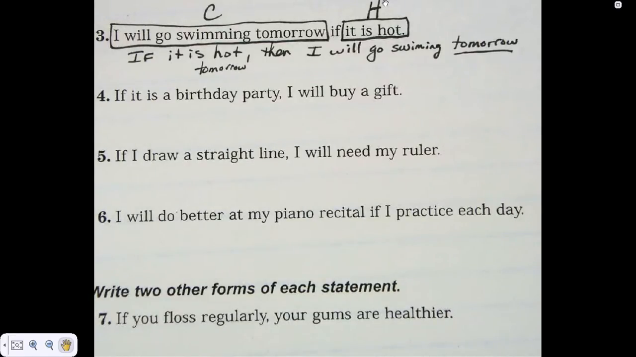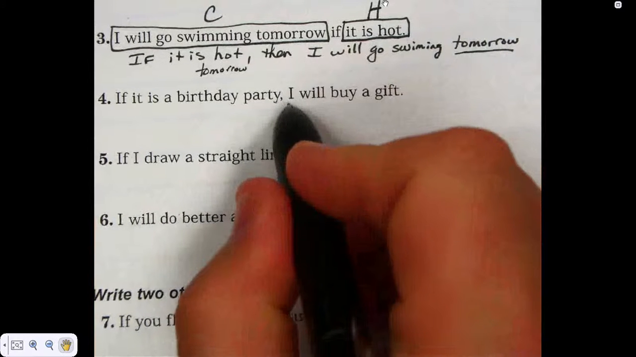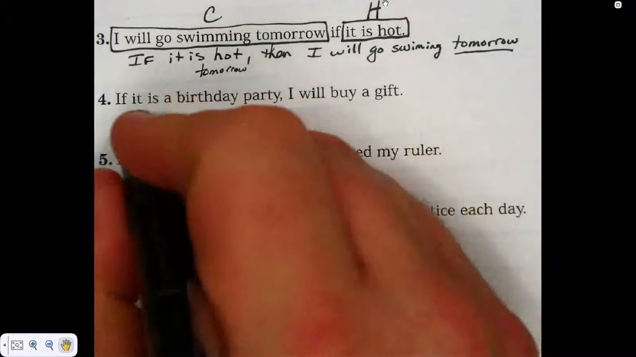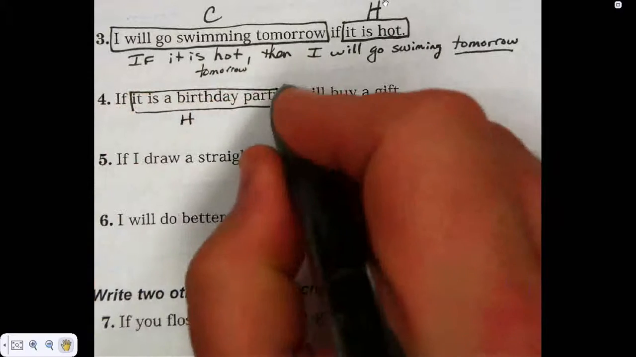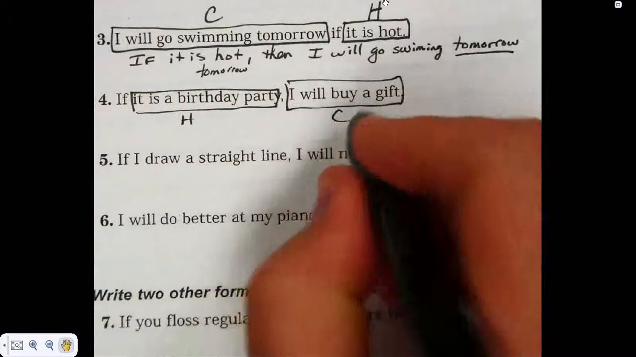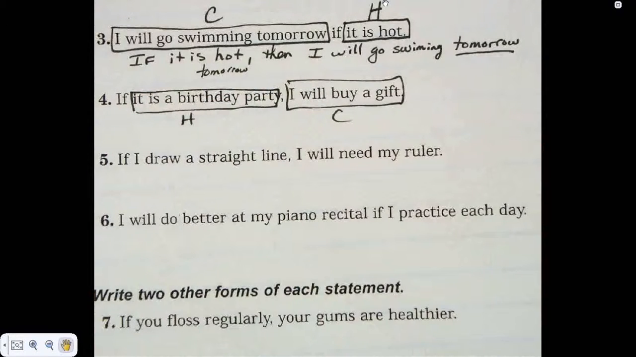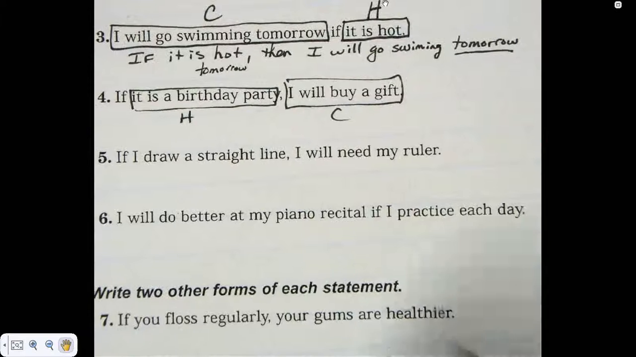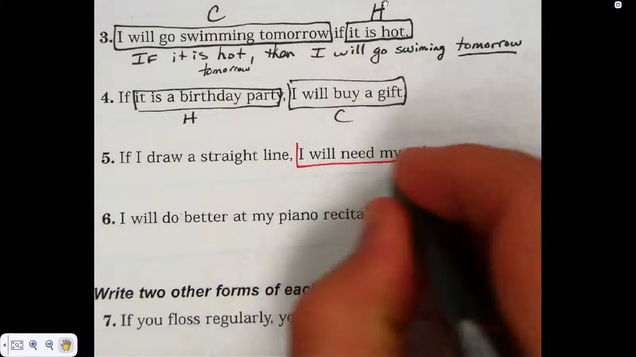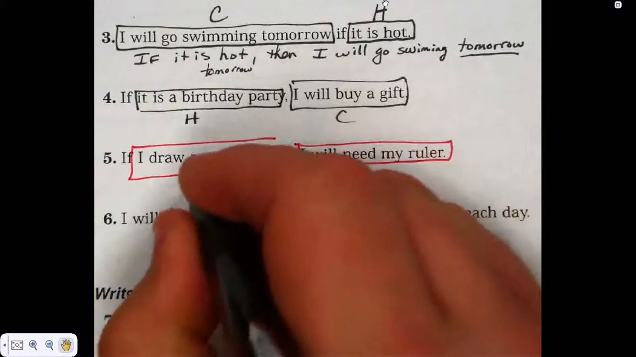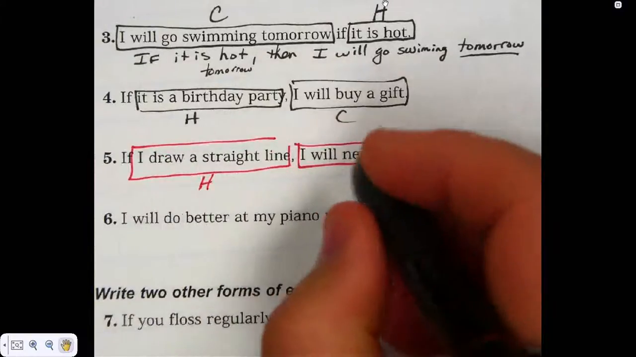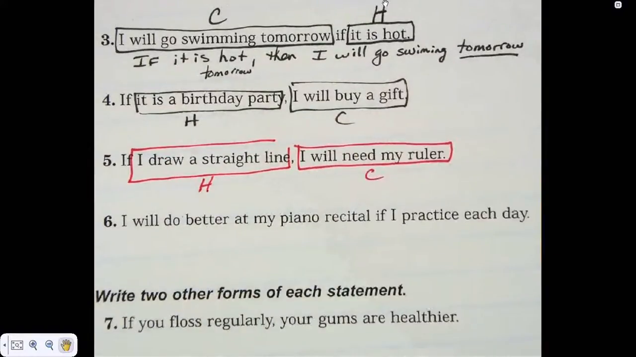If it is a birthday party, I will buy a gift. They tried to trick you here by not putting the then. But the if is still our hypothesis, is it not? I will buy a gift is your conclusion. If I draw a straight line, I will need a ruler. Anything change here? No. If I draw a straight line is my hypothesis, I will need a ruler is my conclusion.